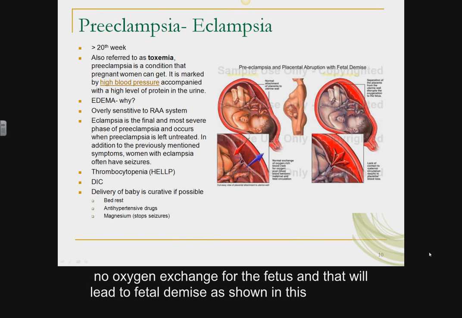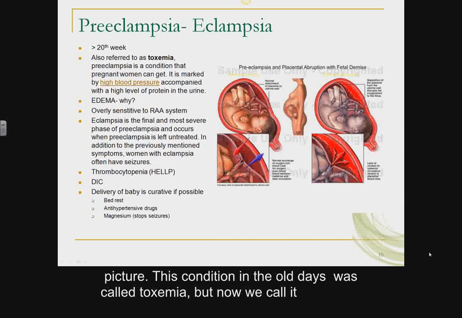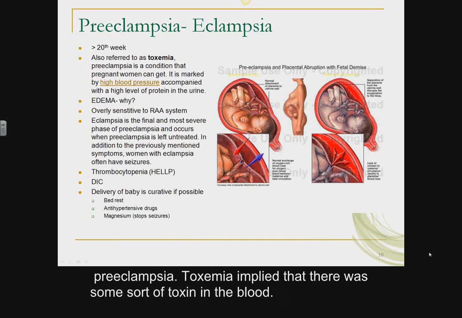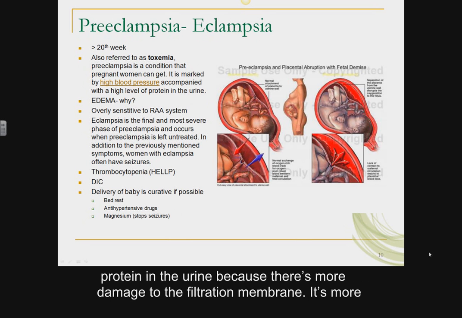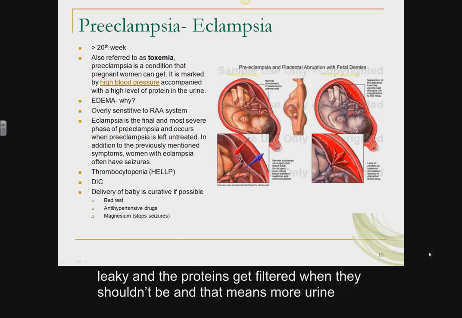This condition in the old days was called toxemia, but now we call it preeclampsia. Toxemia implied that there was some sort of toxin in the blood. Preeclampsia really is a whole myriad of problems. High blood pressure will lead to more protein in the urine because there's more damage to the filtration membrane. It's more leaky, and the proteins then get filtered across the kidney membrane, and when they shouldn't be, of course, and that means more urine output.